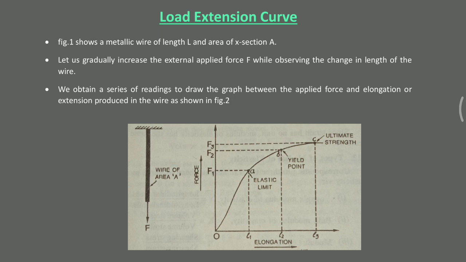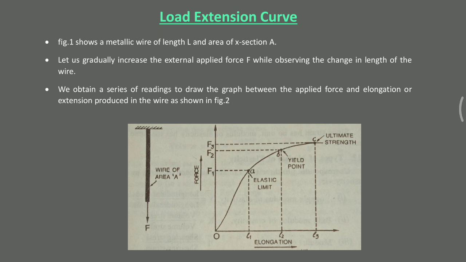That means as we increase the applied load from 0 to F1, the wire stretches uniformly and obeys Hooke's law. It is represented by the straight line OA on the graph, where A is called the elastic limit of the material of the wire and F is the force. That means on removal of the force, the wire may return to its original position, that is, it will come back to its original length.